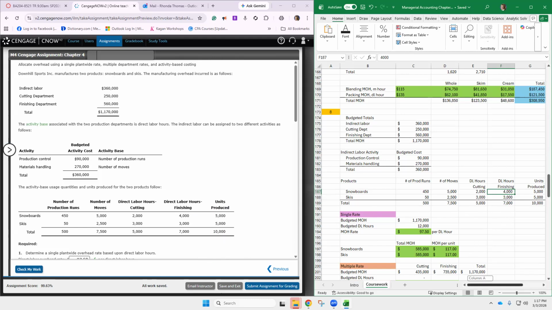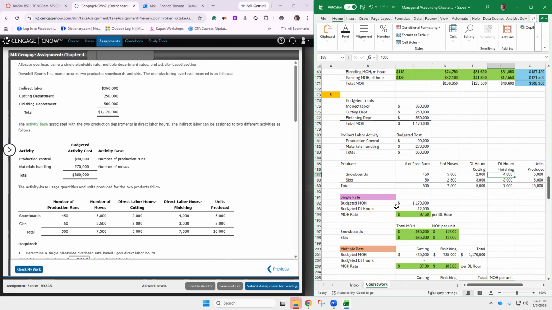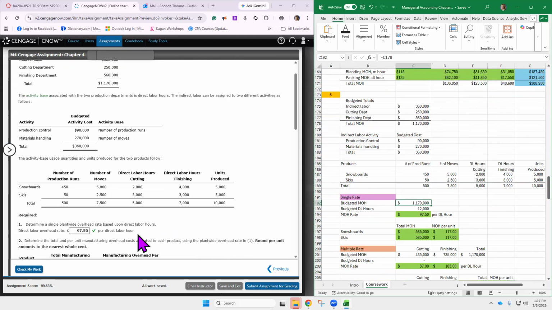Okay, so let's see what we're going to do. We're going to come up with a single rate first. Single rate is the entire amount of overhead divided by direct labor hours. So you have to add up all your direct labor hours. You have to add these two together. So 5,000 plus 7,000 is 12,000, which results in a manufacturing overhead rate per direct labor hour of, I just lost my cursor.